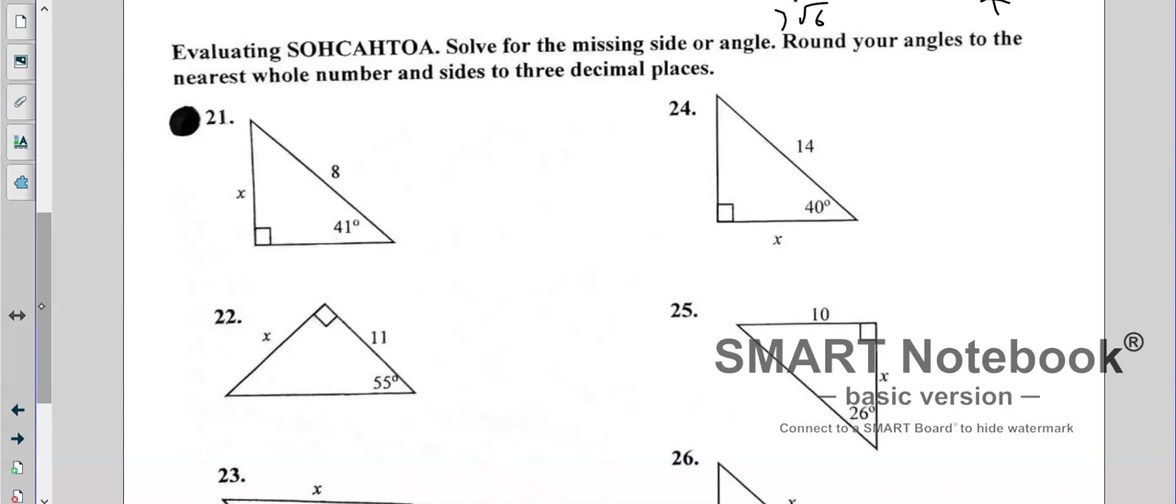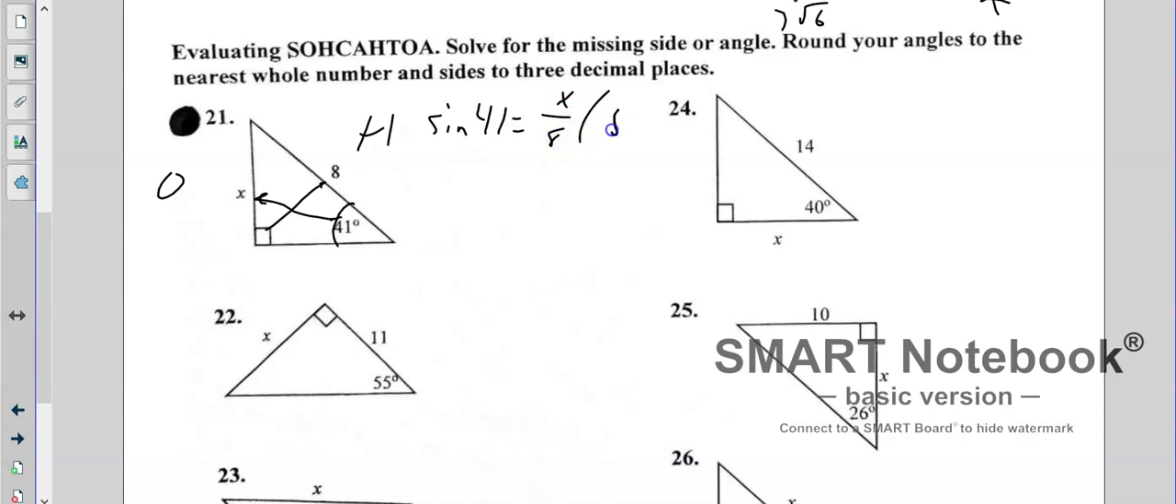All right, evaluating SOHCAHTOA, solve the missing side or angle. All right, so here we are at the angle. We have the hypotenuse, which is h, so we know we're either using sine or cosine. What do we have? Do we have the opposite or adjacent? Well, this side is all the way over there. That's the opposite side. That means we're doing sine. Sine of 41 equals opposite over hypotenuse.